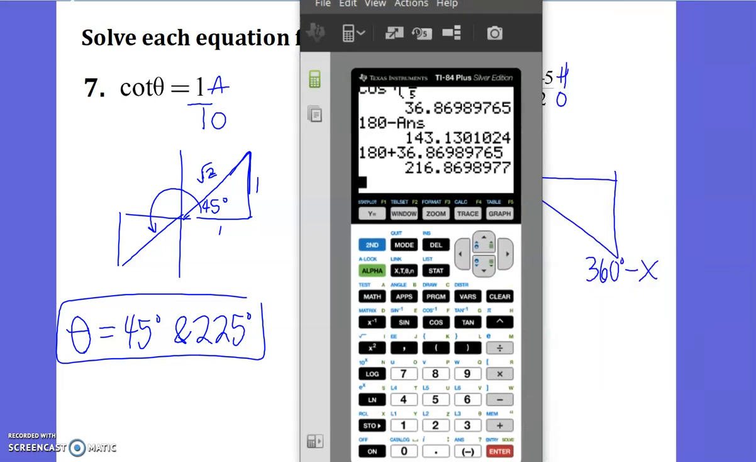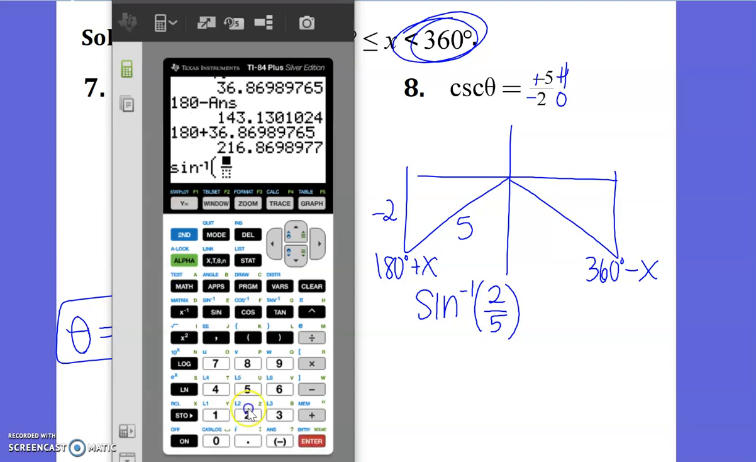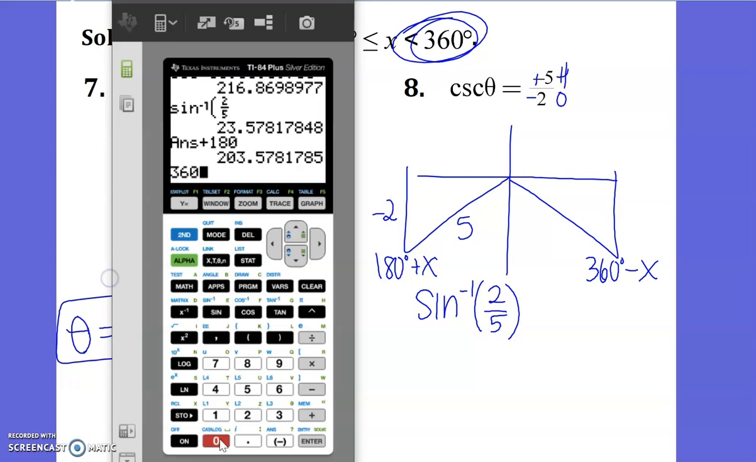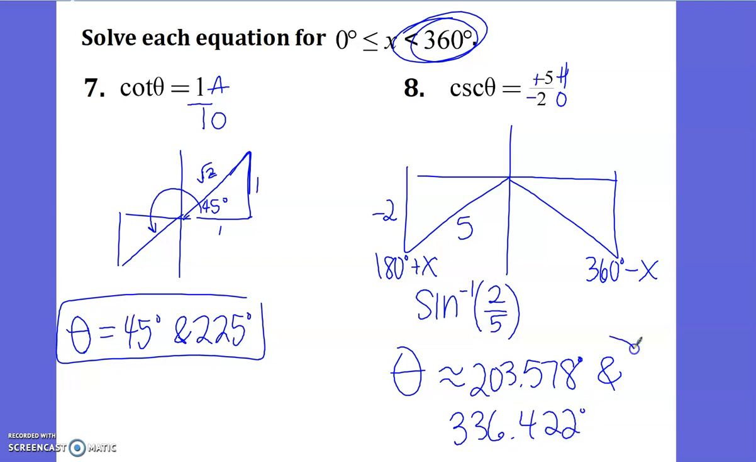So, sine inverse of 2/5. That gives us the angle in the first quadrant. I add 180 degrees to that, and then I take 360 and I subtract that. And those are the two solutions here. 203.578 degrees and 336.422 degrees. Okay, and that's it for today.